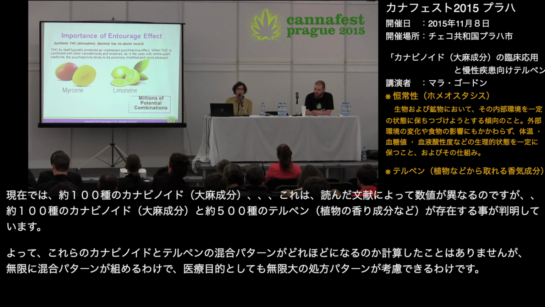Now, right now we know we have approximately 100, I read something different all the time, about 100 different cannabinoids and about 500 different terpenes. I have not run the math, but if you take how many possible combinations there are of those that can be in plants, it's close to infinite. It's a huge, huge number of different combinations we could have of cannabinoids and terpenes that each could be used medicinally in combinations for different things.